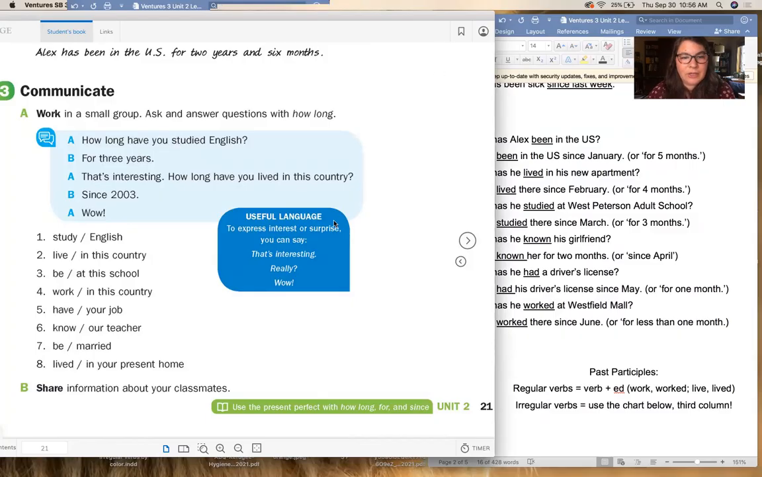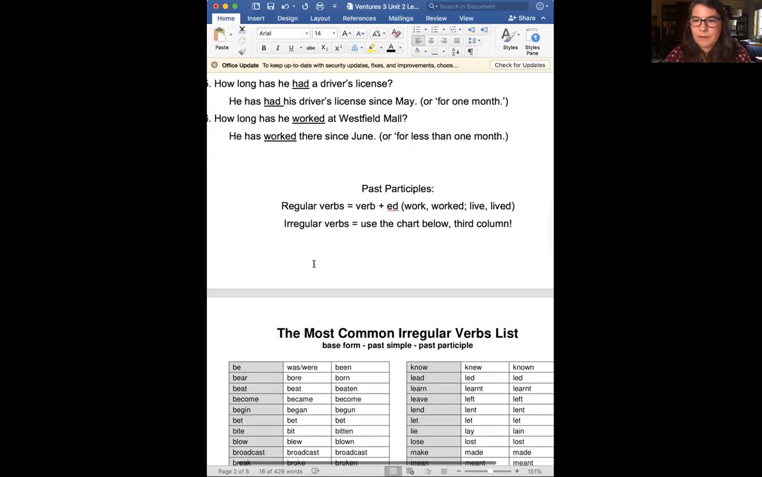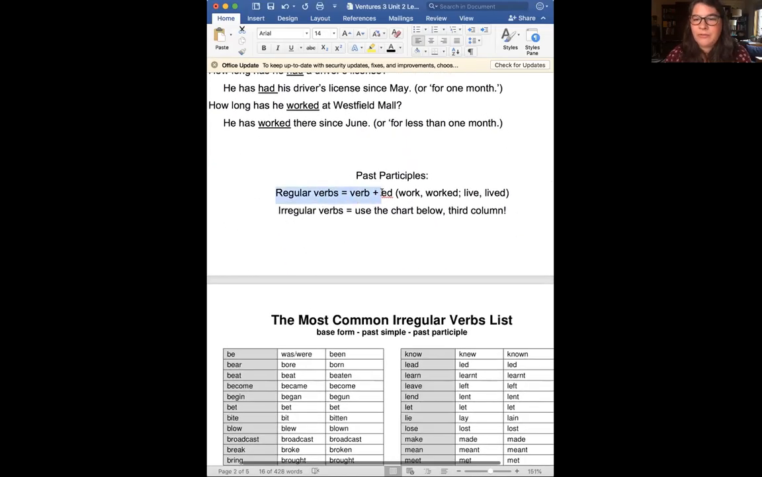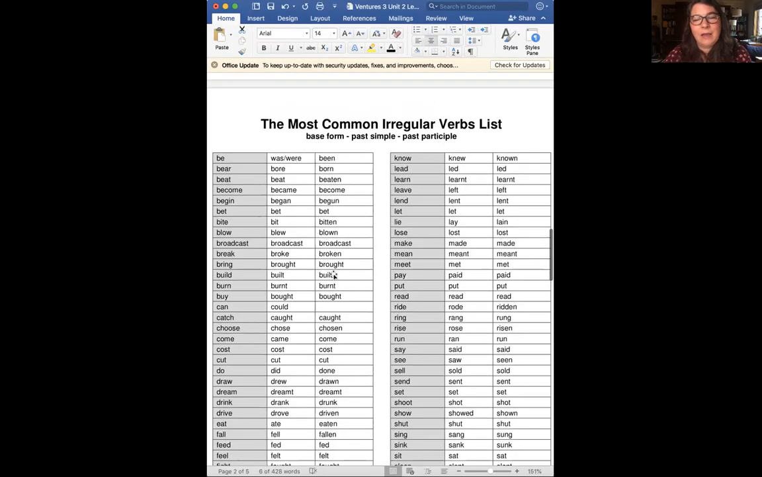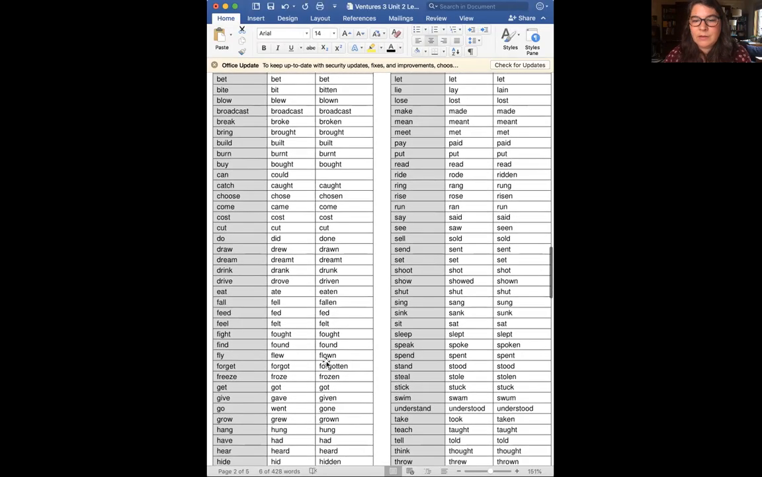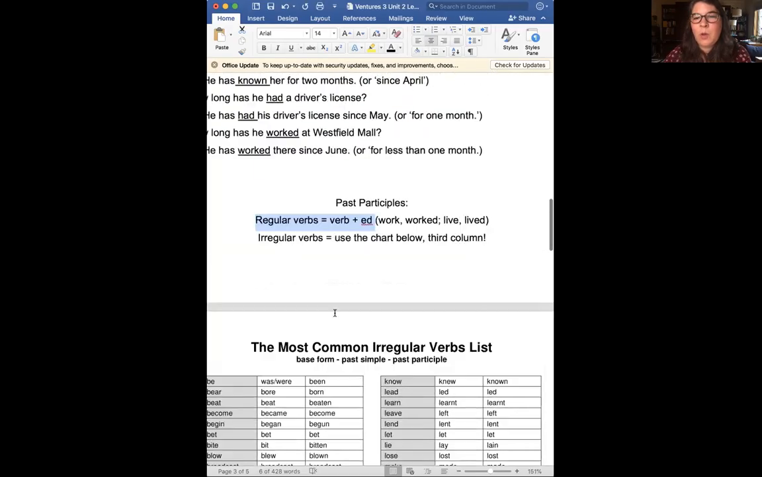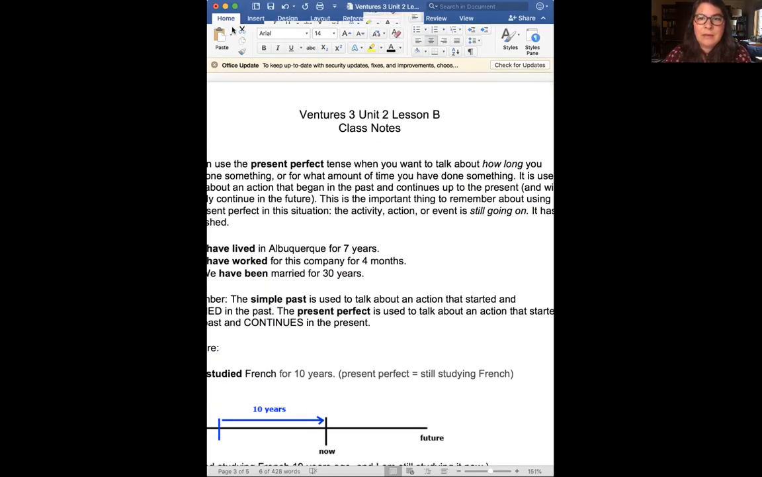Let me see if I got finished everything in here. Past participles, regular verbs, verb plus ed, work, worked, live, lived. Irregular verbs, use the chart. Again, I don't want you to study all of these. I just want you to practice them, okay? Again, this grammar is so important and so useful. So all of those verbs you will learn by practicing. So please practice, okay? If you have questions, please email me or come to office hours, okay?